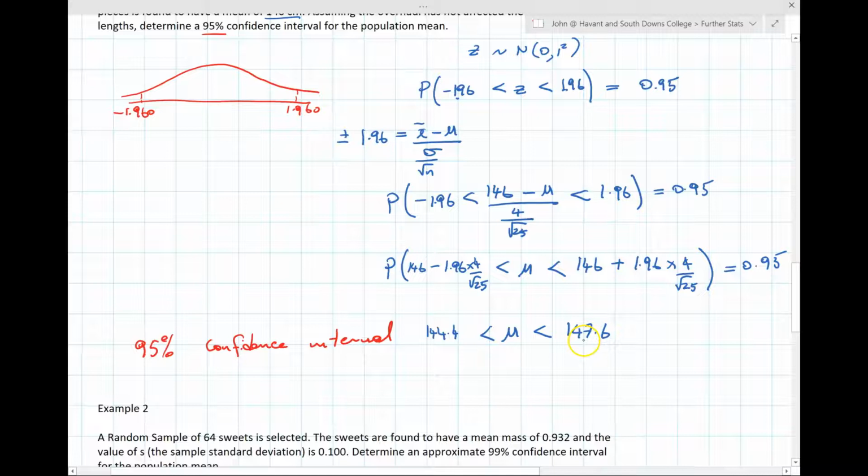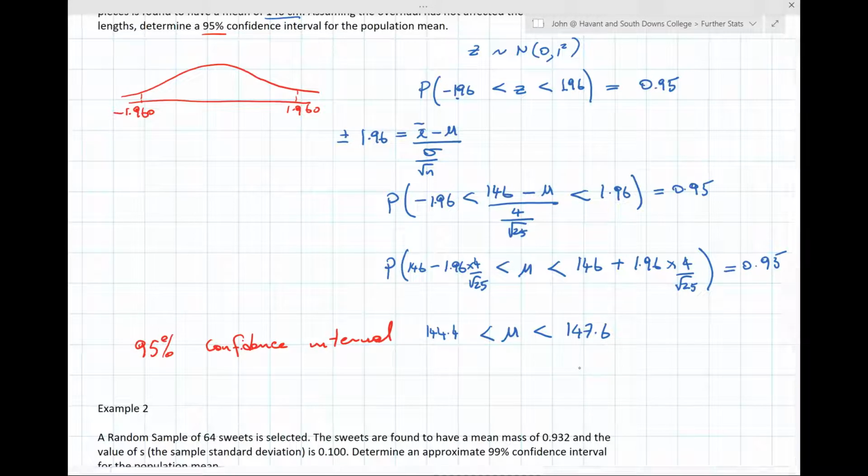So we don't know that the mean lies between those two values, but we can be 95% confident that it does. So 1 in every 20 will have missed it, but most of the time, 95% of the time, the actual mean, which is unknown, lies within that interval. Okay, let's do another example.